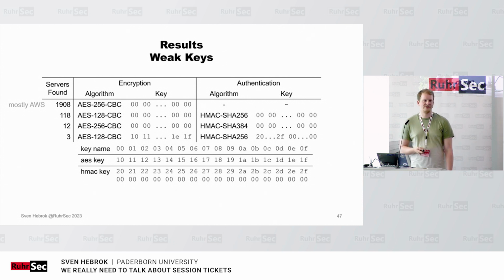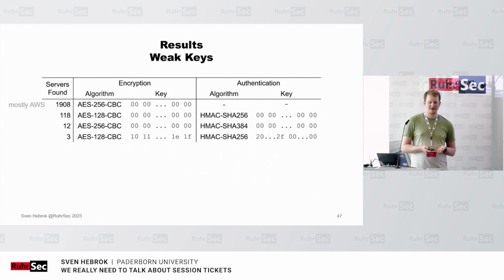Looking at the server headers, we saw that was an Nginx server, and Nginx is exactly configured like that. So you take a file which just has 48 bytes of some data in there, and then it passes this as a key name, AES key, and HMAC key. So seemingly this file was just configured to contain bytes that count up. So an interesting configuration flaw.